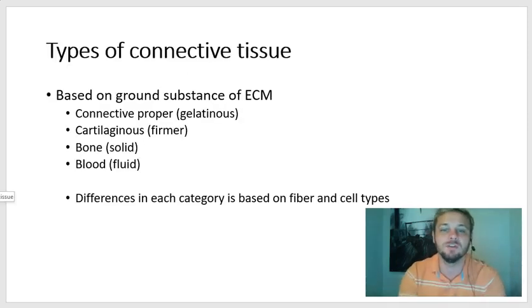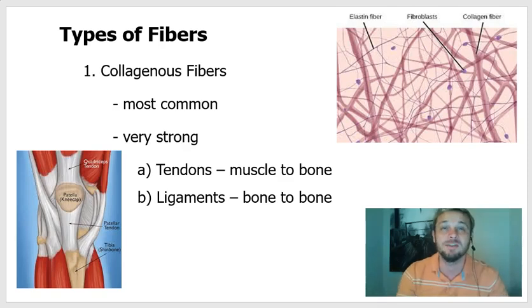All right, so the different types of connective tissue, of course, they are all based on that ground substance, your connective proper, cartilaginous, bone, blood. And then the differences within those categories are based on that fiber and cell types. The different types of fibers we have: collagenous fibers. If you look right here, these thick fibers are collagenous fibers. They're super strong. They're really common. You find them really in a lot of your tendons and ligaments.